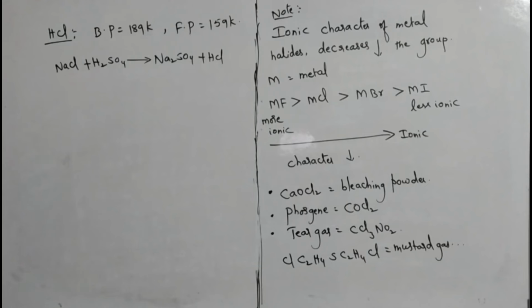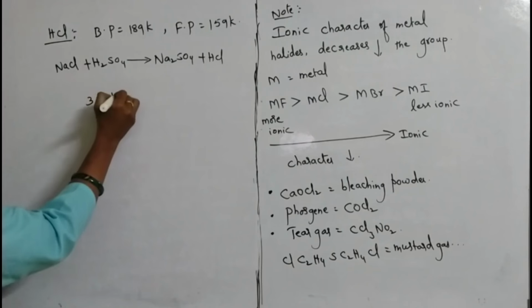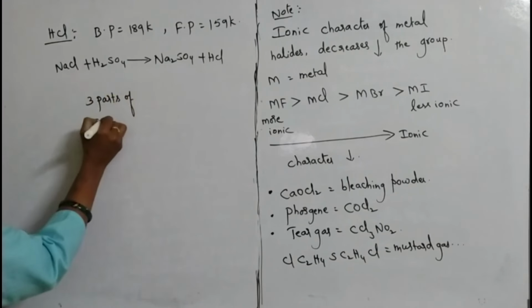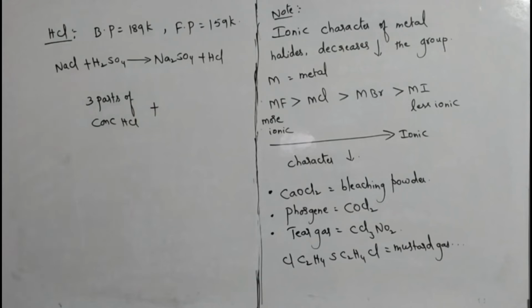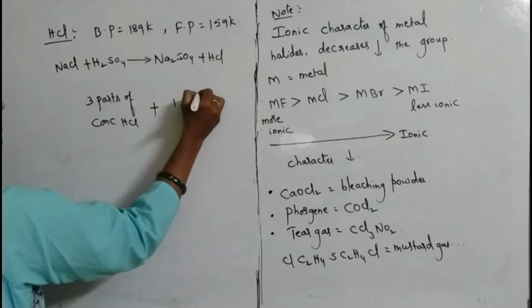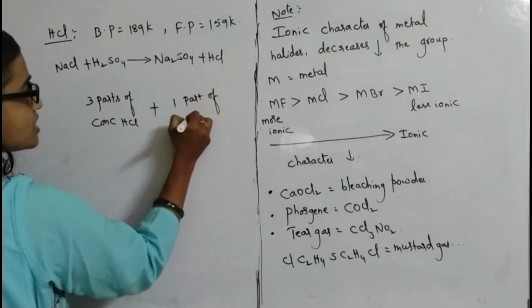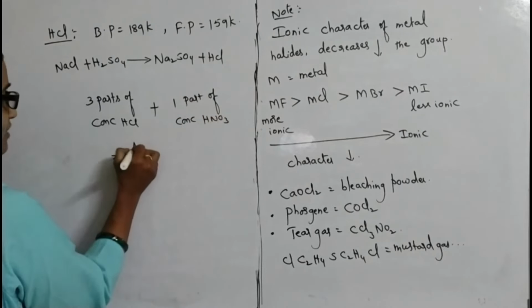And you will find the mixing of 3 parts of concentrated HCl and 1 part of concentrated HNO3. This mixture is called aqua regia.